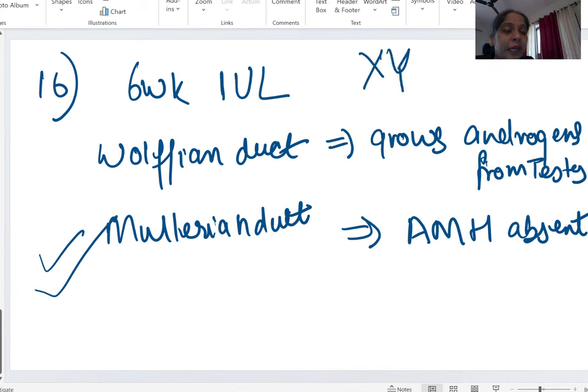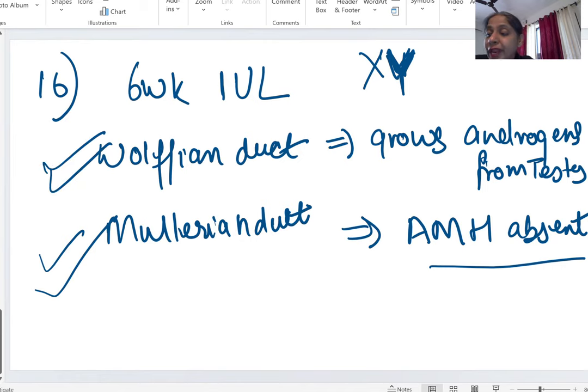In a male, XY, AMH is usually released from the Sertoli cell. If AMH is not released, then the Wolffian duct will grow because androgens will come from the testes, and the Mullerian duct will also grow because AMH is absent. Ovotesticular syndrome: if ovaries and testes are both present, then the Wolffian duct will function because the testes will make androgens, and the ovaries will not be that functioning, but the Mullerian duct will be present.